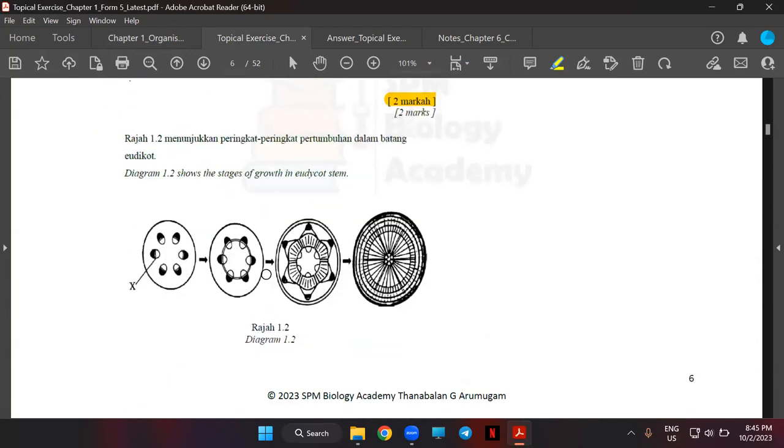Rajah 1.2 menunjukkan peringkat-peringkat pertumbuhan dalam batang Eudicot. Diagram 1.2 show the stages of growth in Eudicot stem. So we can see stages of secondary growth. Kita nampak peringkat pertumbuhan sekunder, yes or no? So rajah 1.2 ni menunjukkan peringkat-peringkat dalam pertumbuhan sekunder, secondary growth yang berlaku di batang Eudicot. Okay. Now what is the question?